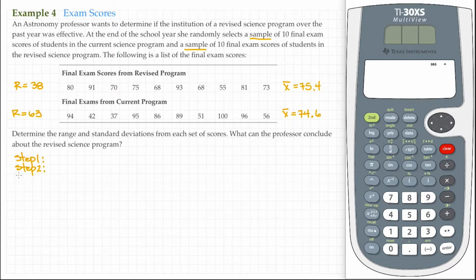So then step 3, we go ahead and find the deviations and square them for each set of data. We'll start with this one. 80 minus the mean of 75.4, then we square it.